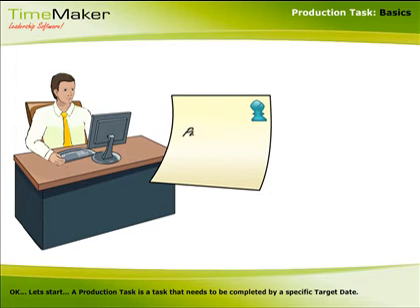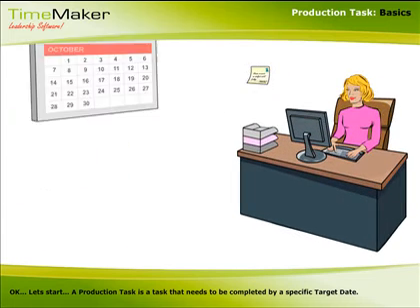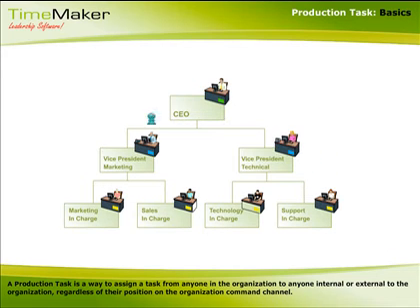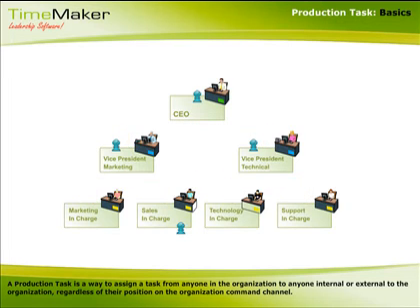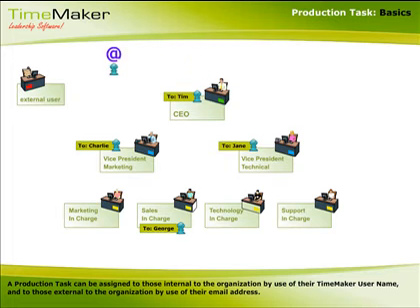Okay, let's start. A production task is a task that needs to be completed by a specific target date. A production task is a way to assign a task from anyone in the organization to anyone internal or external to the organization, regardless of their position on the organization command channel. A production task can be assigned to those internal to the organization by use of their TimeMaker username, and to those external to the organization by use of their email address.